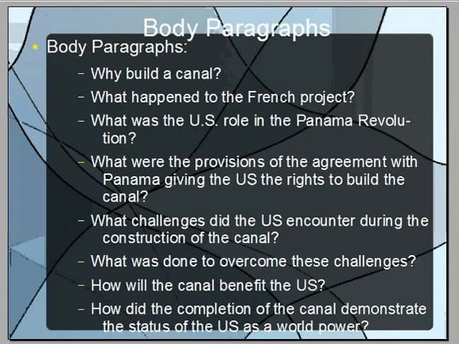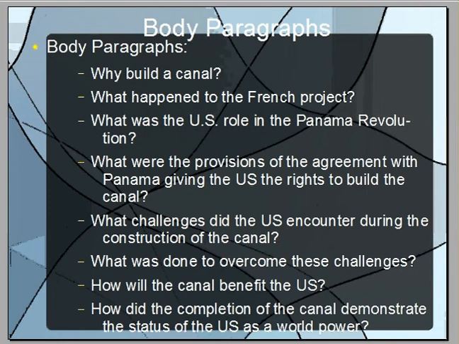So make sure you discuss, why are we building a canal? What's the point of the canal? What happened to the French project to build a canal before the U.S. project began? What was the U.S. role in the Panama Revolution? Because at this time, the French had started a project to build a canal here and failed miserably, for a myriad of reasons that I think you should discuss in your essay.